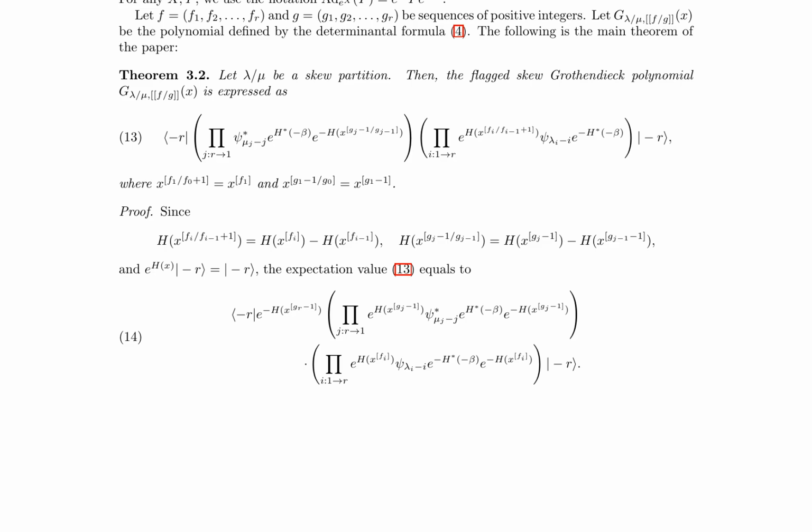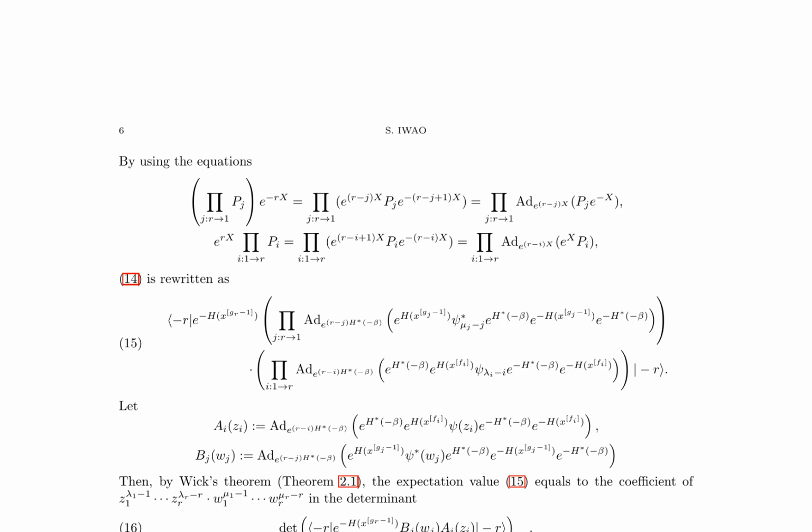This expression, given in equation 15, involves the use of two types of operators, a and b, which are defined in terms of their respective input variables, z and wj. These operators are then used to calculate the determinant of a matrix, as shown in equation 16, which represents the flagged skew-Grothendieck polynomial. The paper also delves into the properties of the a and b operators, providing explicit formulas for them in equations 11 and 12.